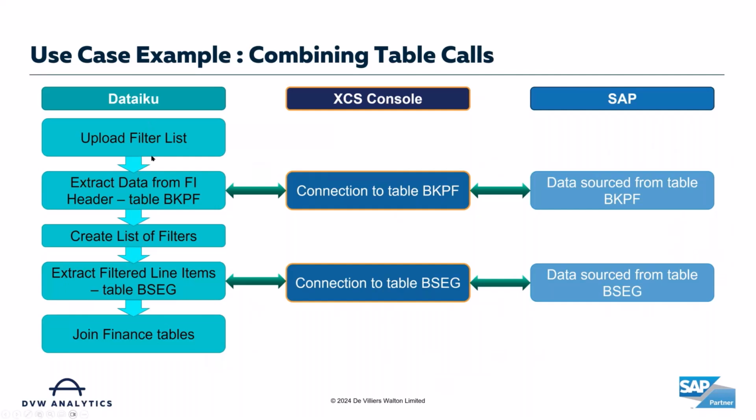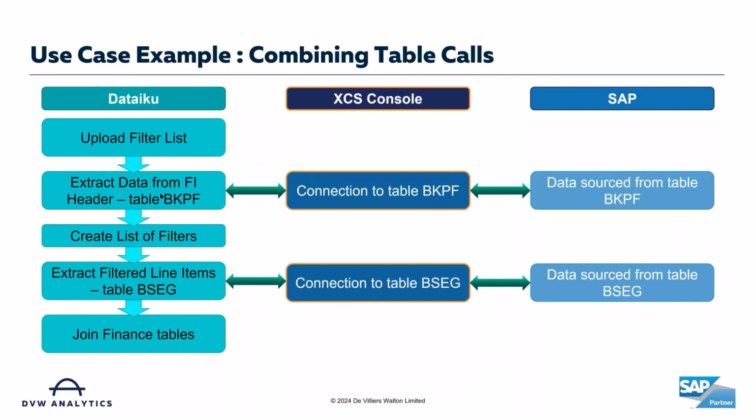I'll show you this in a second, but again, just as you've seen just now, we can upload a filter list. We can use that filter list to apply filters from within Dataiku to bring back exactly the data we want from our connection on BKPF. Obviously, when we call that, it's going to talk to SAP and bring the data back into Dataiku. Now, what's really tricky if you don't have something like Dataiku to do the work and the DVW tools, is to then pull the correct line items that correspond to your headers from SAP.